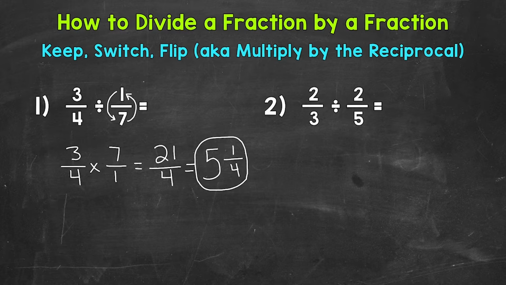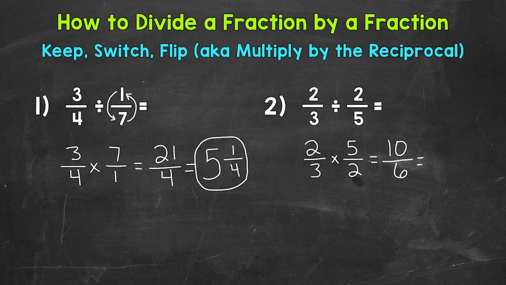Let's move on to number 2, where we have 2/3 divided by 2/5. Keep, switch, flip. So keep 2/3 here. Switch to multiplication, and then flip that second fraction. So 5 over 2. And now we can multiply straight across. 2 times 5 is 10. 3 times 2 is 6. So we get 10/6. So that's an improper fraction.